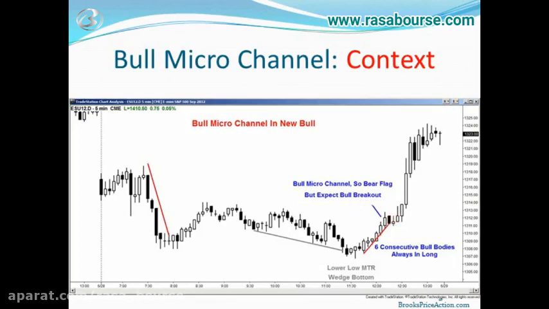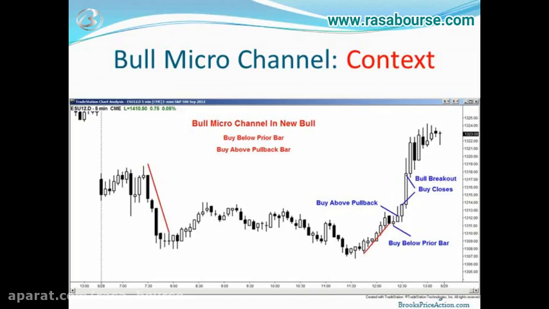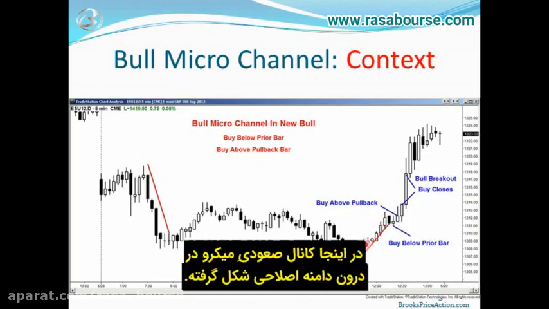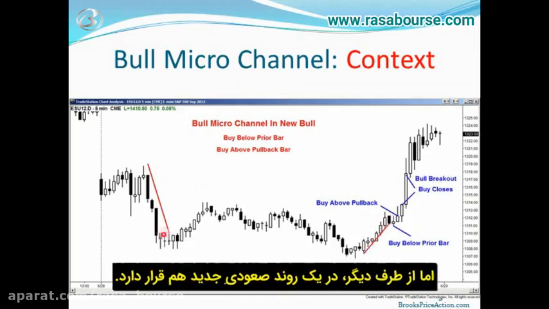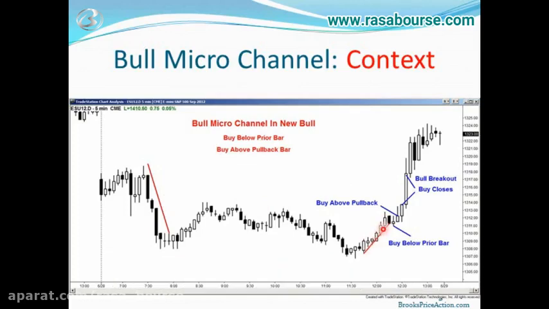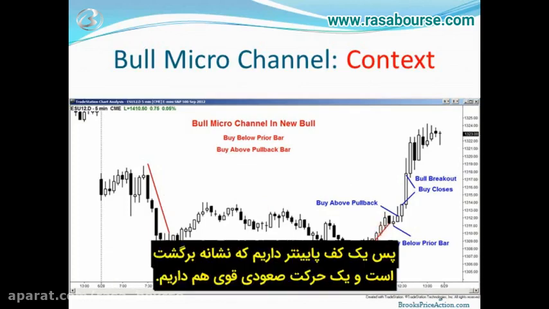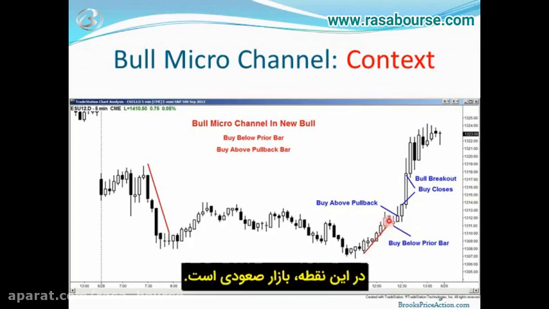Again, a bull microchannel in a trading range, but also in a new bull trend, a low major trend reversal and a pretty strong move up. At this point, the market is bullish.